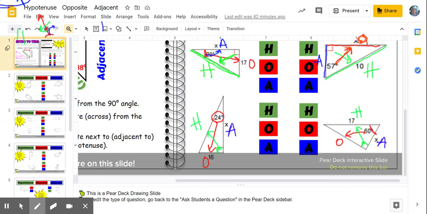Does that make sense? Okay. So let's practice that. I'm going to stop sharing for a minute. And I want you to go do slide 2 on the Pear Deck. And then we're going to compare answers and see if we agree.